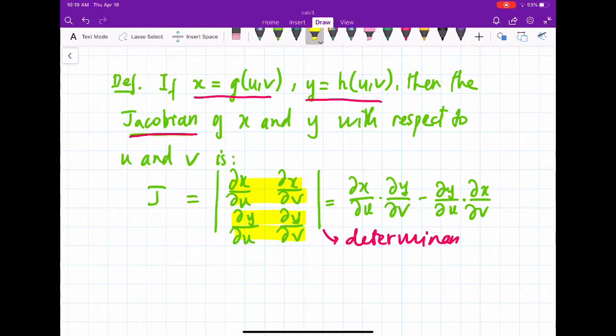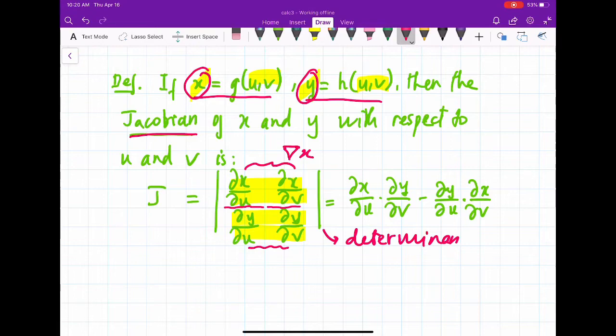Your function may depend on many variables. Make sense? So if you have more than x and y, like z, or more than 3 variables, that's fine. You still can define the Jacobian, right? And if x and y depend on more than 2 variables, no problem. Anyway, in the first row, you collect all partial derivatives of x. This is the gradient of x, right? So rows of Jacobians are gradients of functions. And the second row is nothing but the gradient of y. Okay? So we will use the Jacobian to change variables in double and triple integrals.